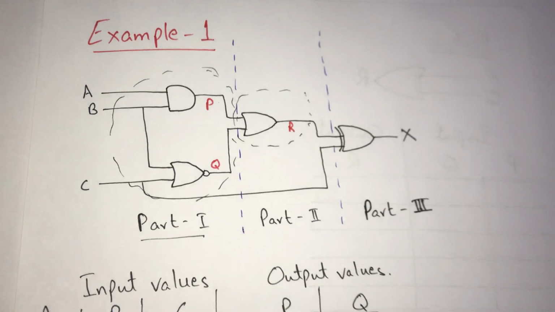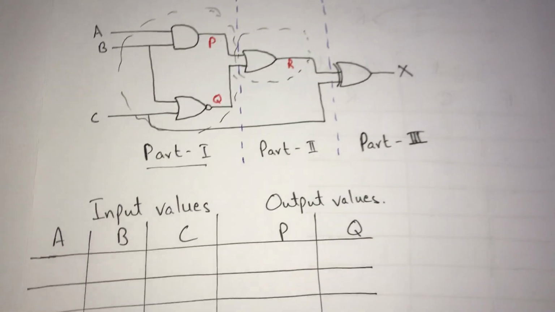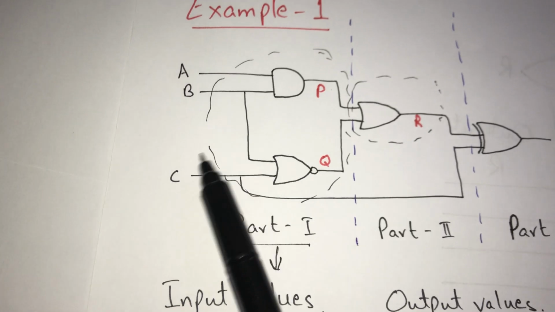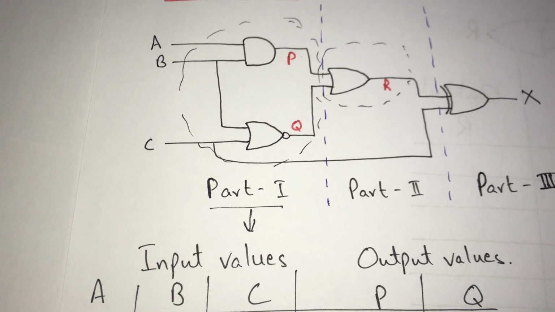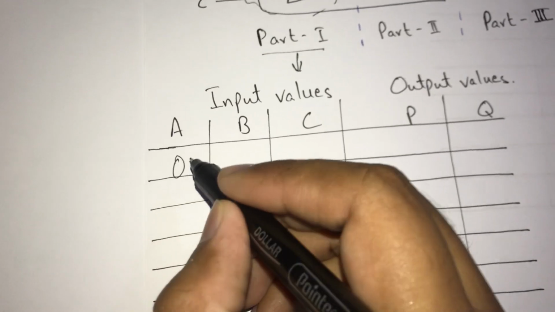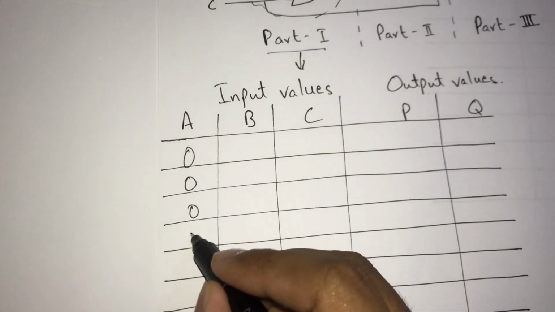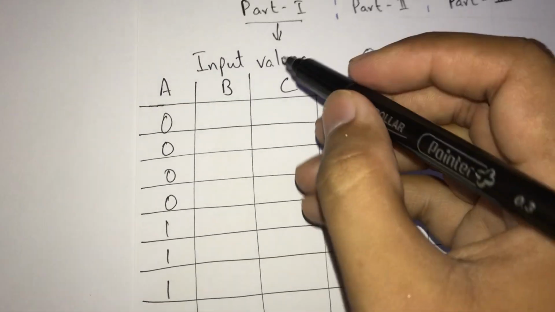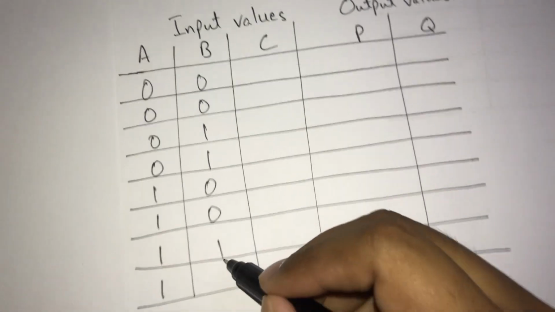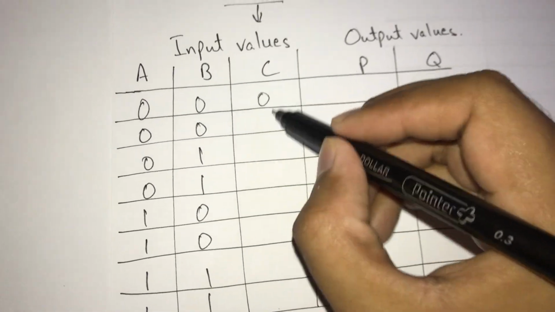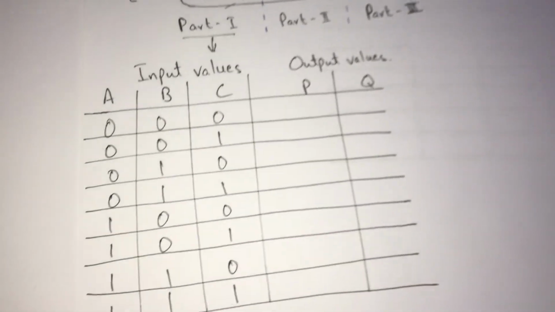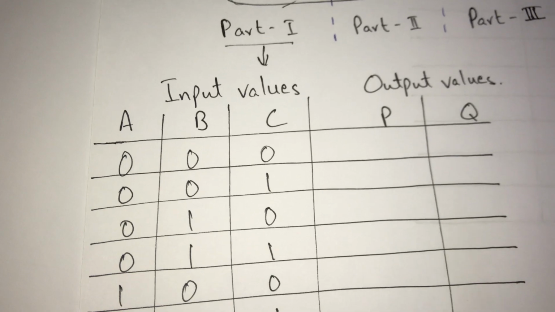So we will construct the truth table for part 1. As we have 3 inputs, its binary combinations would be 8, that is 0 0 0 0 1 1 1 1 for A. For B it will be 0 0 1 1 0 0 1 1, and for C it will be 0 1 0 1 0 1 0 1. These are the input values for A, B and C.